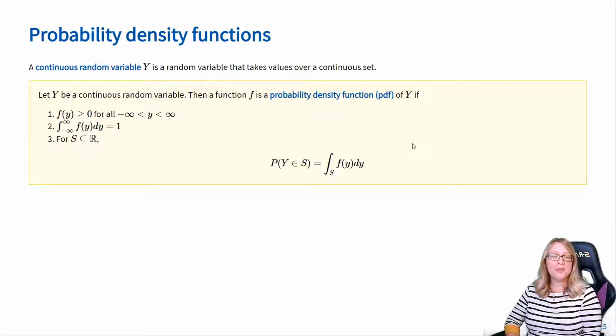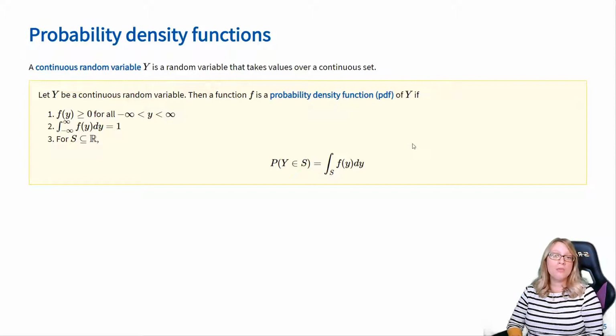So let's start with the probability density function, or the PDF. We say that a continuous random variable y is a random variable that takes values over a continuous set. That means that within some interval or some range, any value is possible. There are infinite possibilities for a continuous random variable. So we say that y is a continuous random variable, then little f of y is a probability density function, or a PDF, if the following are true.